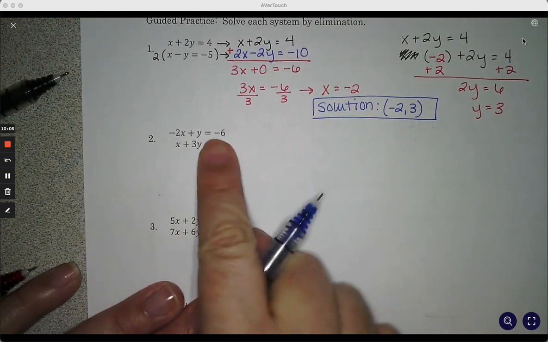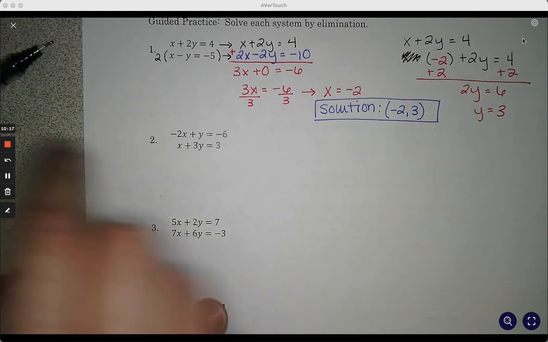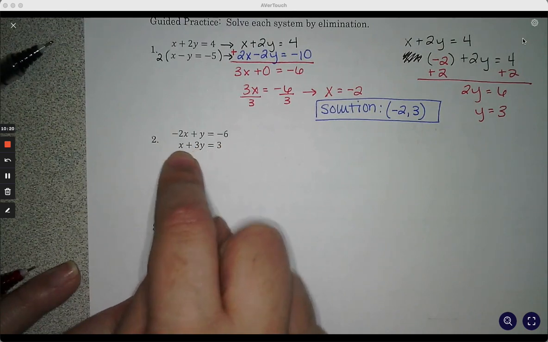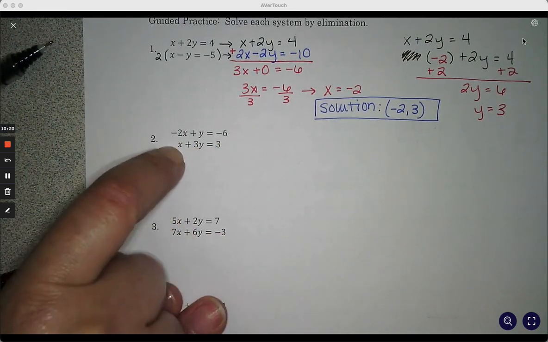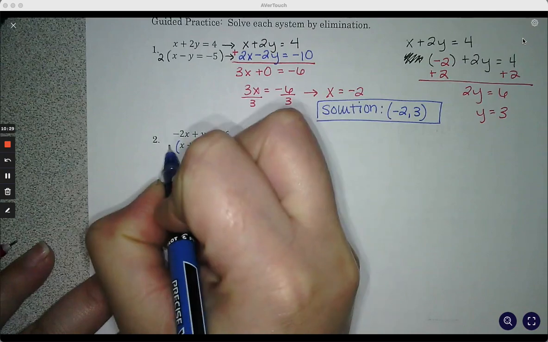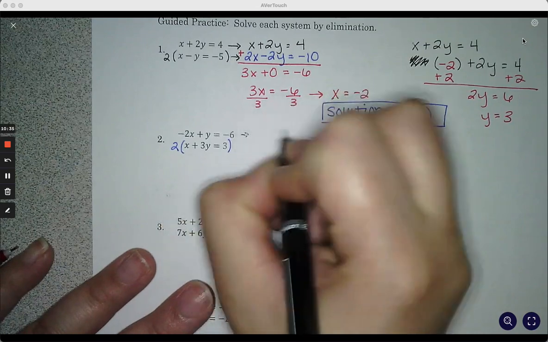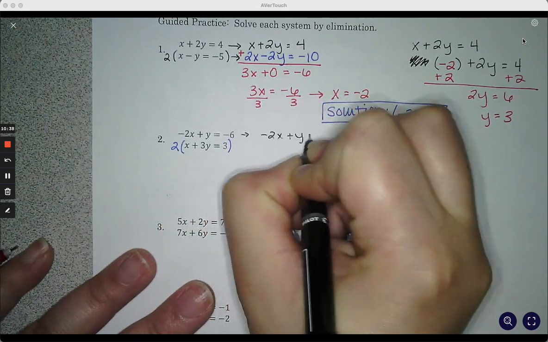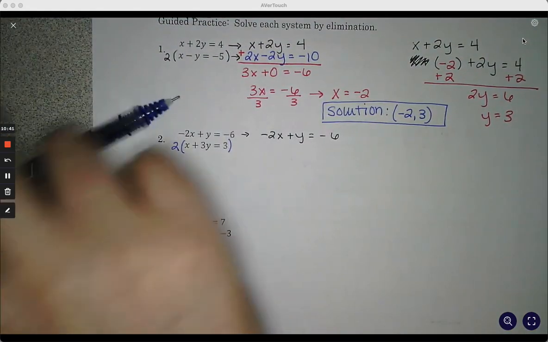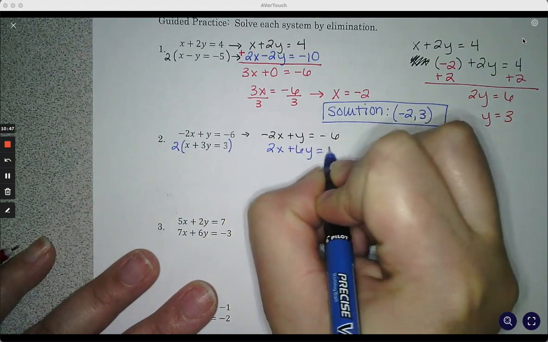Okay? Looking at this one, we have negative 2x plus y equals negative 6, and we have negative x plus 3y equals 3. Kind of the same situation. The first thing I noticed is this has a negative x and this has a positive x. This is a negative 2, this is positive 1. I think it would be easier to just multiply this entire equation by 2. Okay, so the top equation is going to stay the same. Negative 2x plus y equals negative 6. So this bottom equation, when I multiply by 2, becomes 2x plus 6y equals 6.